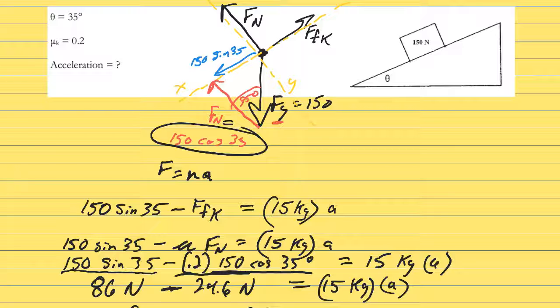How do I get A all by itself? Let's divide that 15 out of there. What you do to one side, you have to do to the other. Oh my God, I'm really struggling. 61.4 divided by 15 is 4.1 meters per second squared.